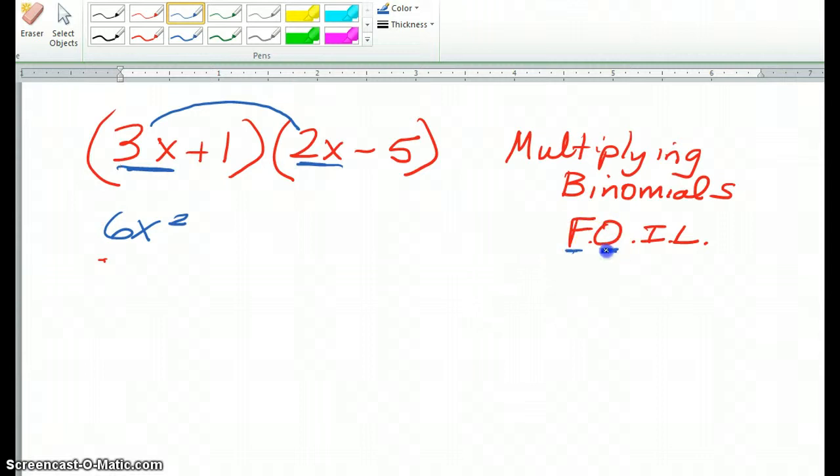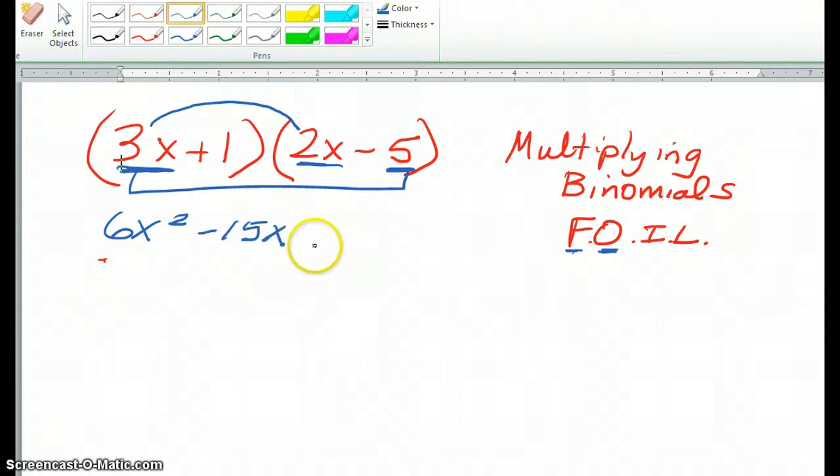Then the O represents the outer terms, which would be 3x and 5. Okay, so those are the outer terms. So we're going to multiply these two together, which is 3x and negative 5. So that would be negative 15x. And trust me, there's a reason why we're doing this. So even if you already know how to do this, just bear with me for a second, and I will show you the purpose of doing this.